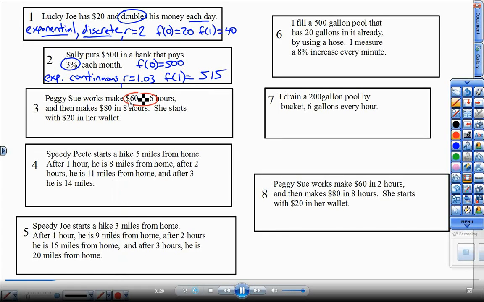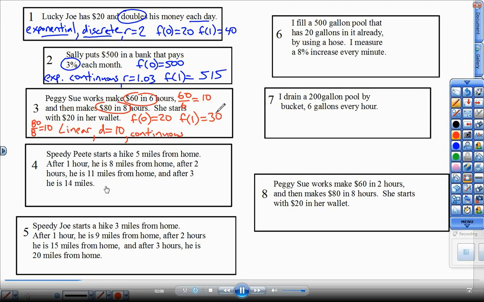All right, Peggy Sue, $60 in a 6 hour stretch means she made $10 an hour for that period of time. 80 divided by 8, another 10 an hour. Since those are equal, this is a good linear. It's not exponential, not timesing, not percentage, it's linear. My D number would be $10 for every hour. We would consider this continuous because you're constantly making money over the hours that you're working. The 0 term would be, of course, the $20 in her wallet. And the first term would be that plus 10 more dollars, 30.